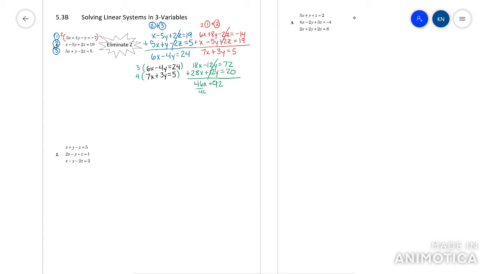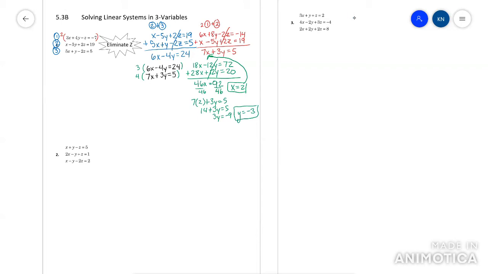Divide by 46. You get x equals 2. Once you know that, you can plug x into like this red equation right here. Really, any of these equations would work, but this red one or the blue one's probably the easiest. So it'd look like this. So now I know what y is just from solving that equation.